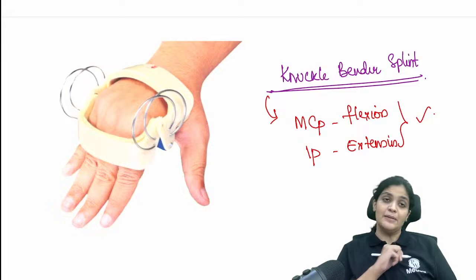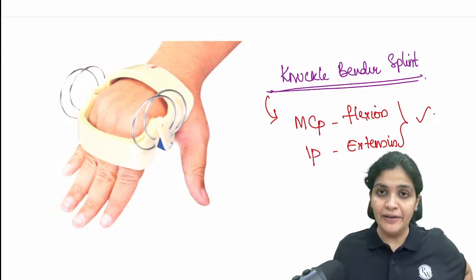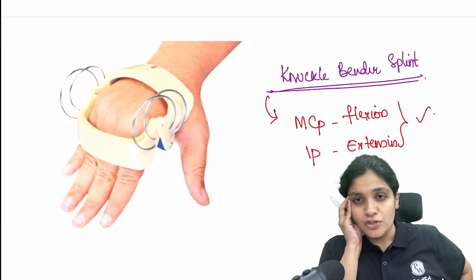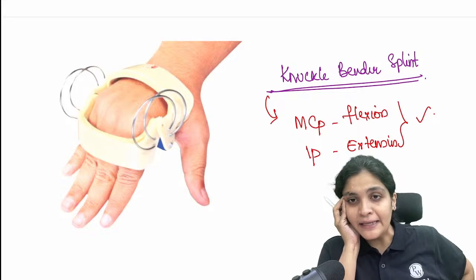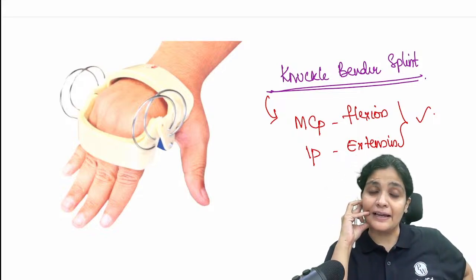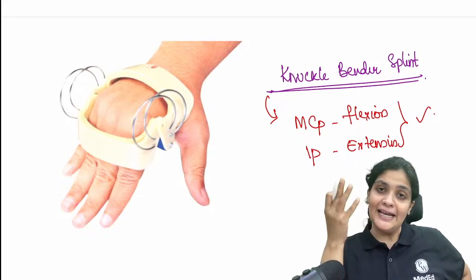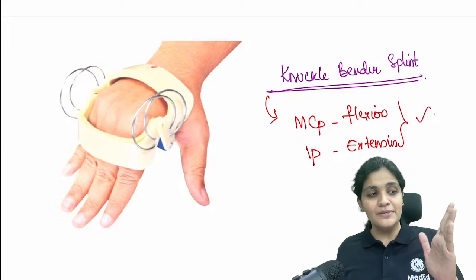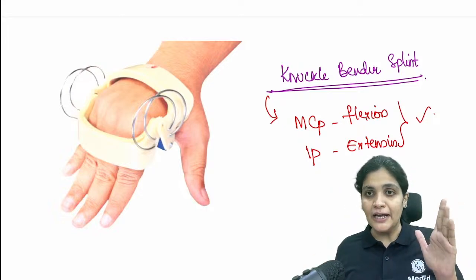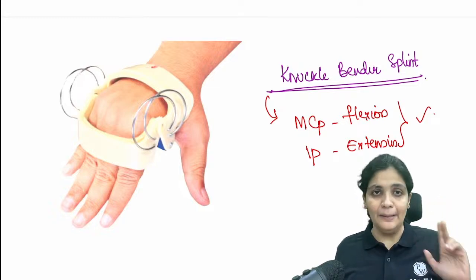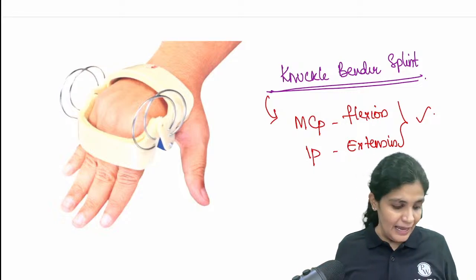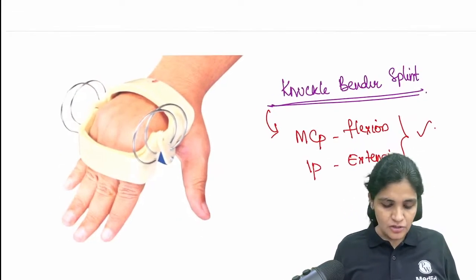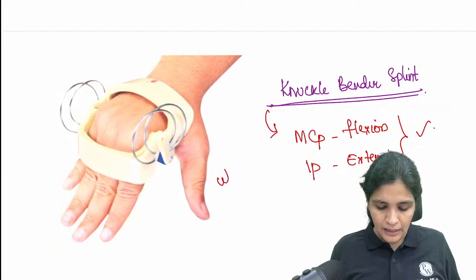So these are the concepts that you're learning behind, not just identifying this image and putting it in mind, right? So what is knuckle bender? Knuckle bender is mainly correcting your clawing. Clawing is exactly the opposite, right? It will result in MCP extension and IP flexion. So what is this doing? This is doing the reverse. It is flexing the MCP and extending the IP. So that is the functional position of the hand. Got it? So this is your knuckle bender splint for your ulnar nerve palsy.